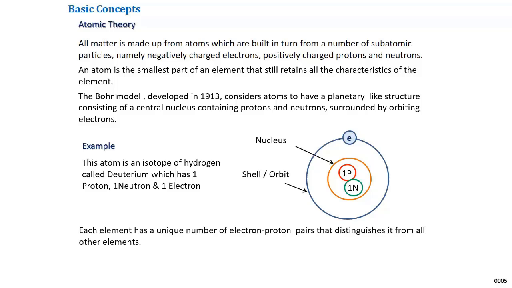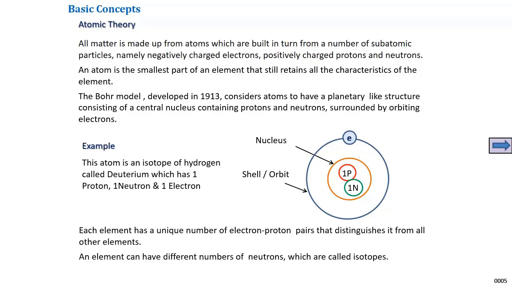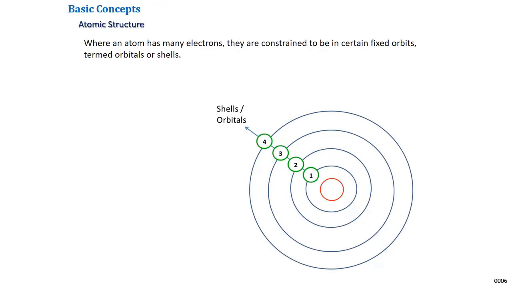To be charge neutral, an element must have the same number of electrons as protons. Each element has a unique number of electron-proton pairs that distinguishes it from all other elements. However, one element can have different numbers of neutrons, which are called isotopes. Where an atom has many electrons, they are constrained to be in certain fixed orbits, termed orbitals or shells.